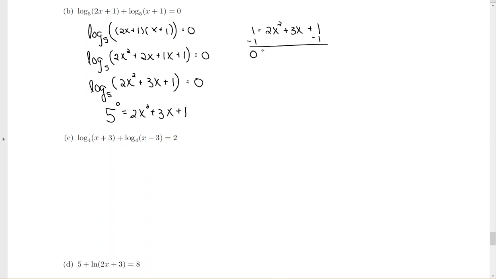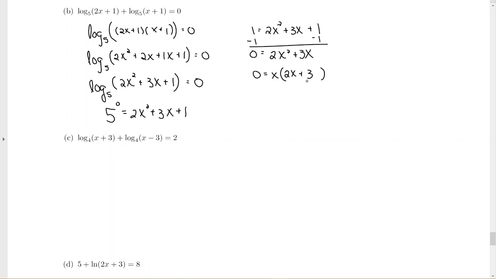So I have 0 equals 2x squared plus 3x, because these cancel out to 0 as well. This one only has 2 terms in it, and they both have an x in common. So do the common factor first. Pull that out. You can pull an x out of both of them. And then x times 2x will give me the 2x squared. X times a positive 3 gives me the 3x.